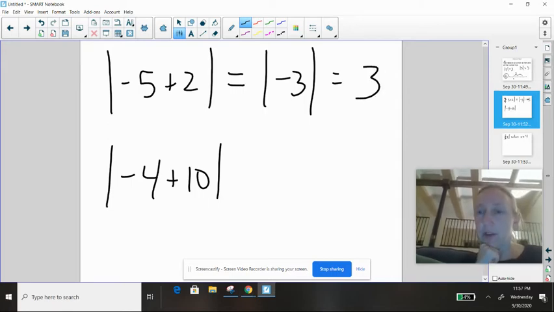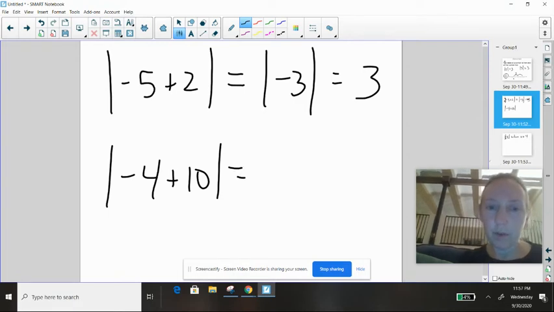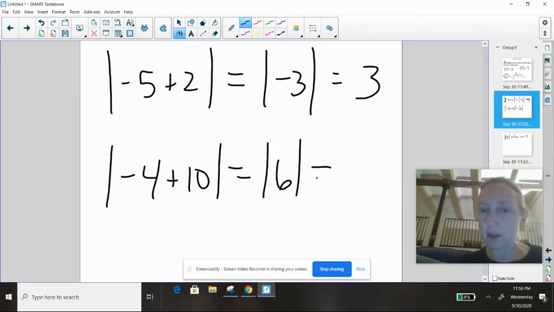So try the next one. Do the computation first before you take the absolute value. Hopefully you got a +6 inside the absolute value. And what is the absolute value of 6? 6.